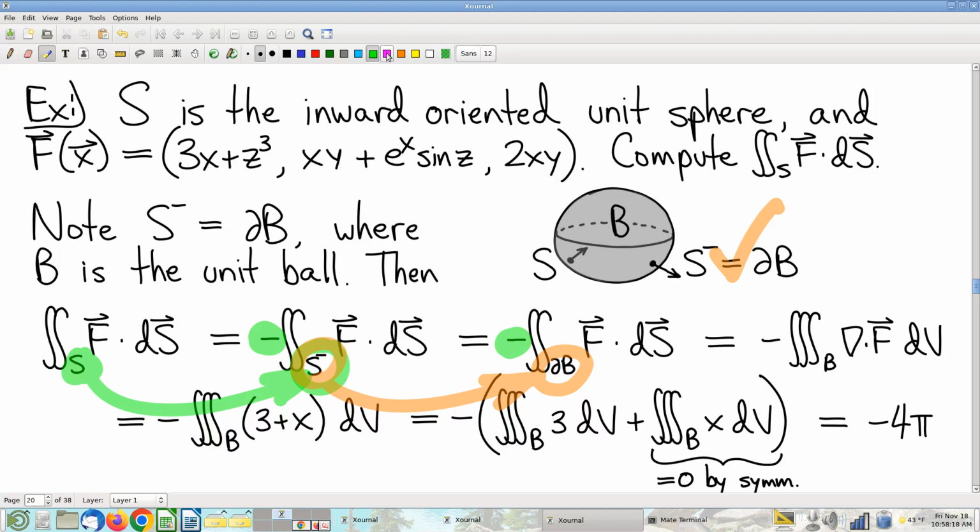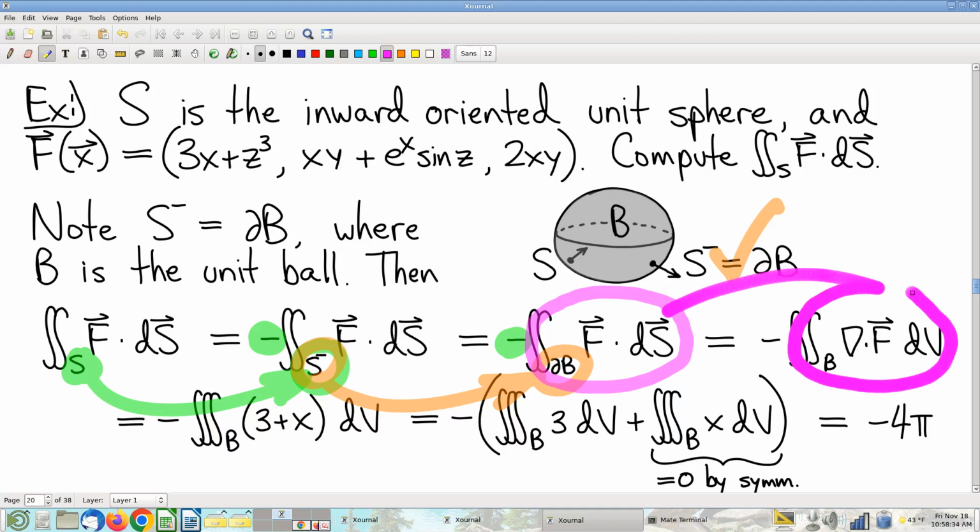And then lastly, here's where I apply the divergence theorem. That in purple there is a boundary flux. And the divergence theorem says that boundary flux is computed by a triple integral of divergence. And again, don't forget that minus sign still carrying through. What do you think? Everybody with me so far?